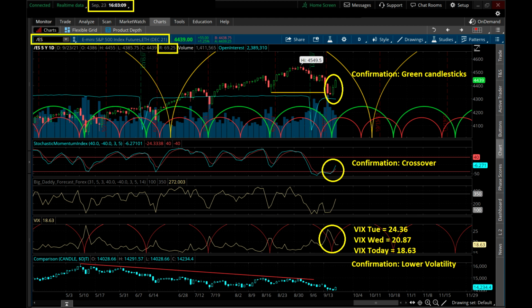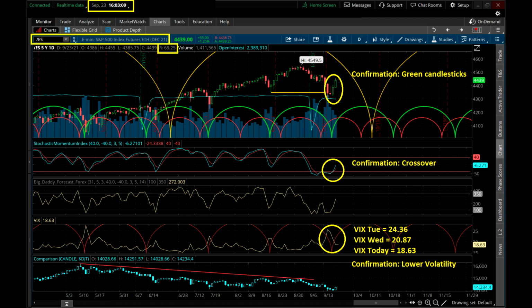Below that, you got the Stochastic Momentum Index. Well, how do I know I got confirmation on that? How do we know? Well, you can see it beginning to cross over, right? The fast line, which is the light blue line, is crossing over the red line. As it begins to cross over, that's giving us confirmation. It's giving us confidence, right, that the price direction has changed.